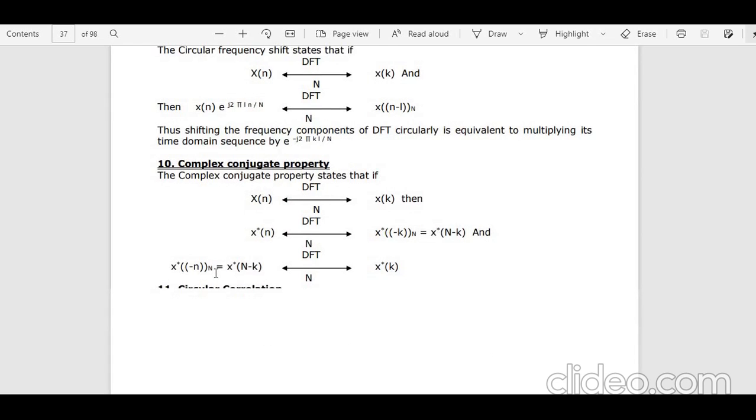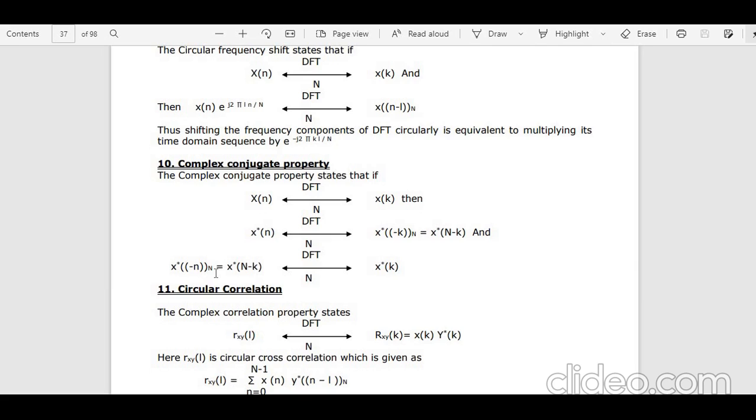Similarly, the complex conjugate property. Complex conjugate means if you have z equals x plus iy, z bar is x minus iy, in a general form representing the complex form. Whereas for the complex conjugate of a sequence, we write x of n as nothing but X of k. If you take the conjugate, x asterisk of n is nothing but X asterisk of N minus k. We are putting the delay and proceeding ahead. This is the complex conjugate property.